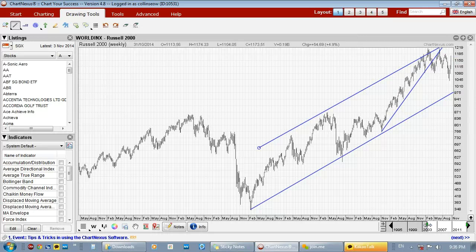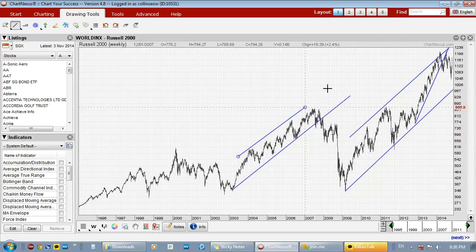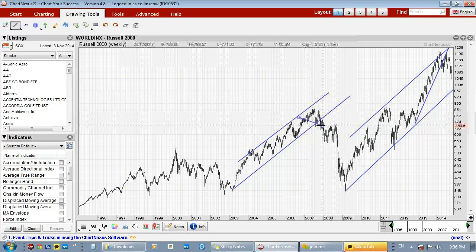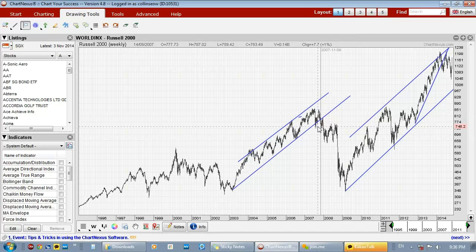As mentioned previously, on the previous rally, the Russell will actually lead the S&P by about 3 to about 6 months. If you can see, previously this drop over here in 2007 happened before the S&P, which I'll show you later. For example, the breaking of this uptrend line is somewhere in November.